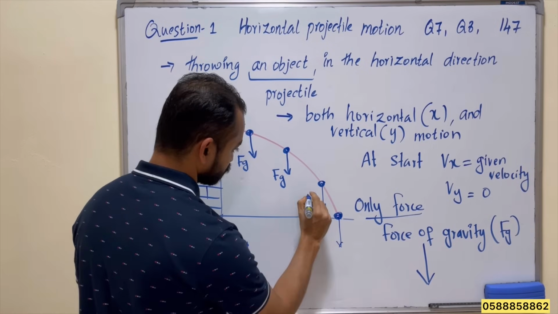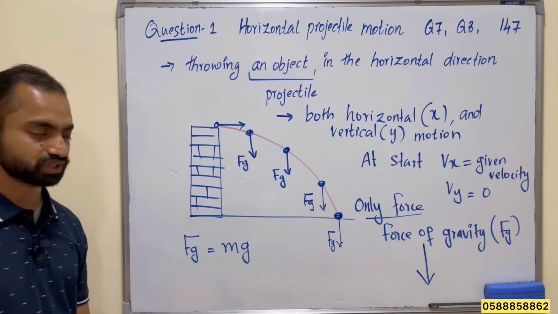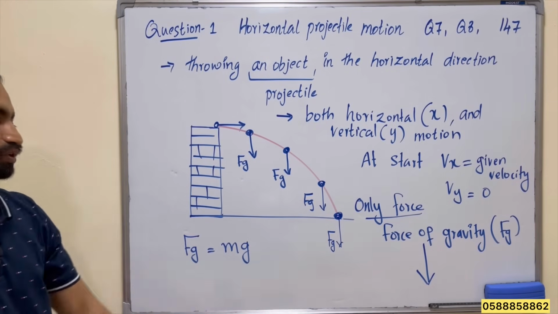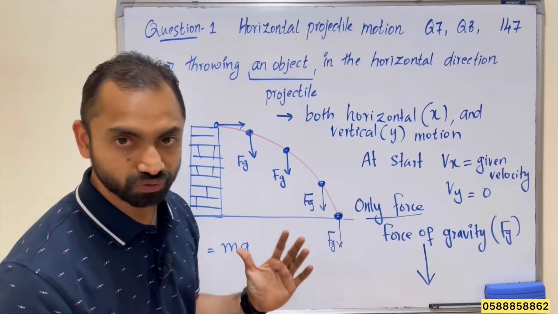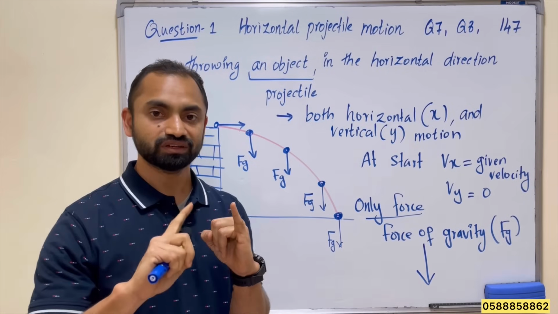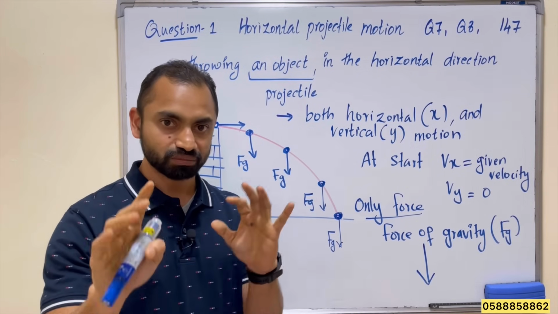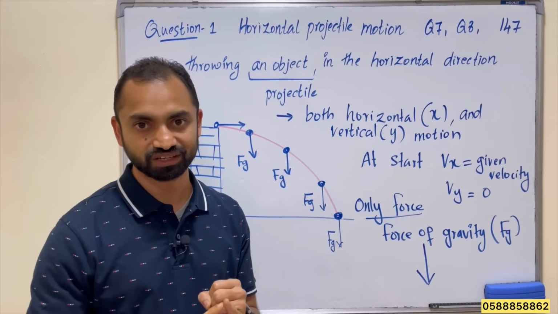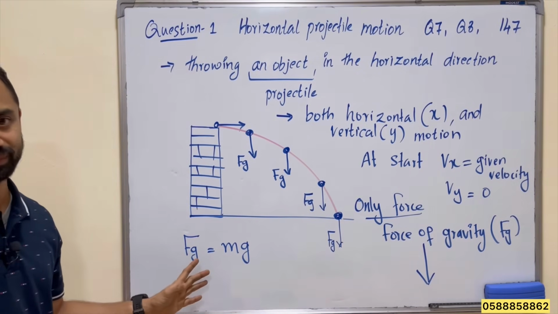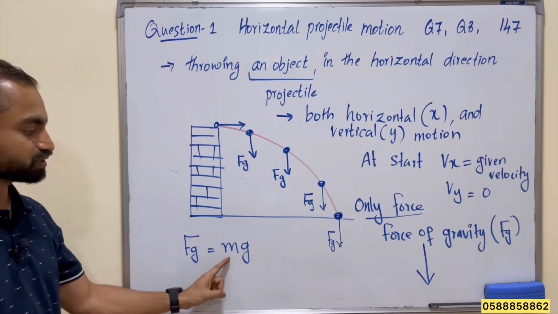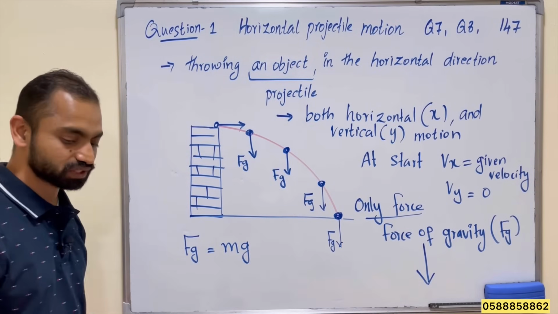Force of gravity means the weight of the object is the only force acting on the object while it is in the air. So that is about the force of gravity. Number one, there is only one force acting on the projectile, that is force of gravity, meaning its weight. What is the direction? Downward, and throughout the motion force of gravity will be the same, it will not change. Force of gravity depends on the mass of the object, so during the motion the mass of the ball is not changing, so force of gravity will not change.